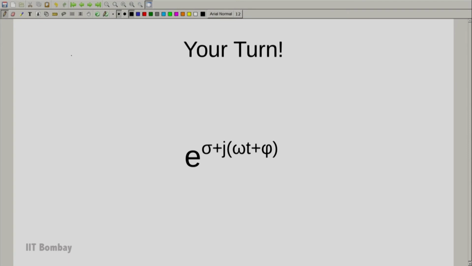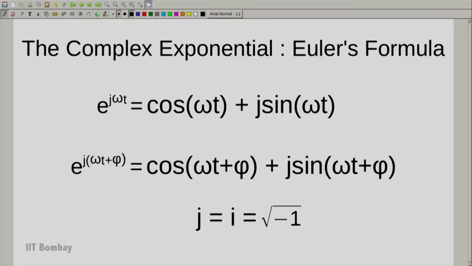So three questions for you. The first question would be, what would this signal look like? The second question is, give me examples of physical phenomena where you'd use the other signals to model them. The last question would be to plot e raised to the power of j omega t on a 3D graph.